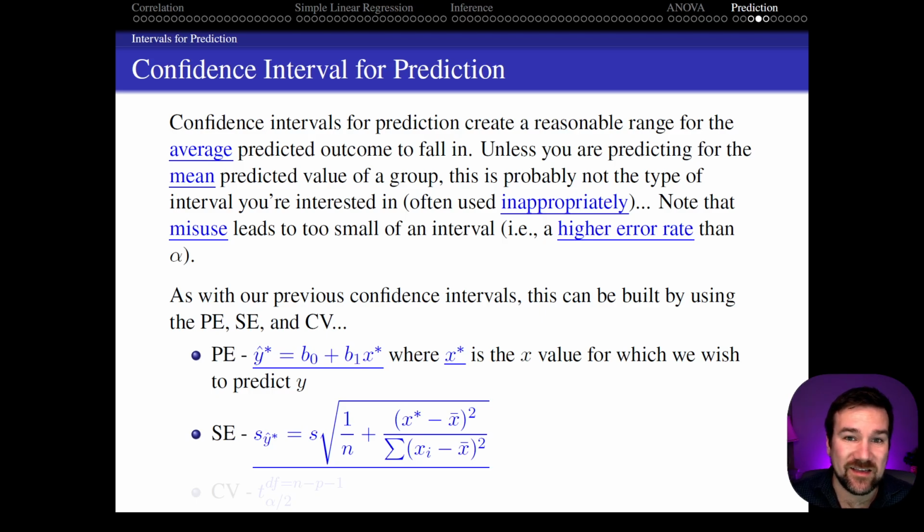This is going to be S, which is from our inference slides, times the square root of 1 over n plus x star minus x bar, that is the predicted x value minus the mean x value, squared, divided by that same sum of x minus x bar squared that we've been using essentially through this whole lecture set. The critical value for this is going to be a 2-tail critical value, as we typically associate with confidence intervals. And it's going to use our degrees of freedom for the error, n minus p minus 1, as many of our other t values have.